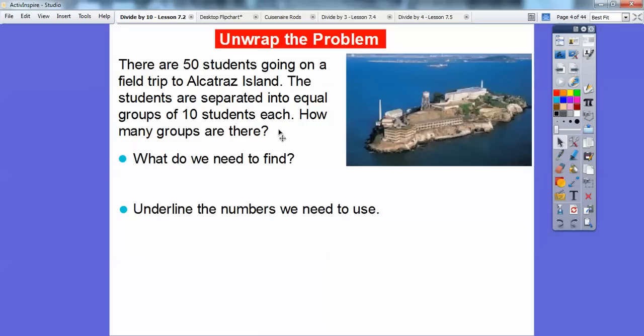Anyway, so what do we need to find? The question is right here: how many groups are there? We need to find out how many groups of 10 are going out there, and then underline the numbers that we're going to use. Well, we'll use that 50 and the 10 right there, so we'll underline those.